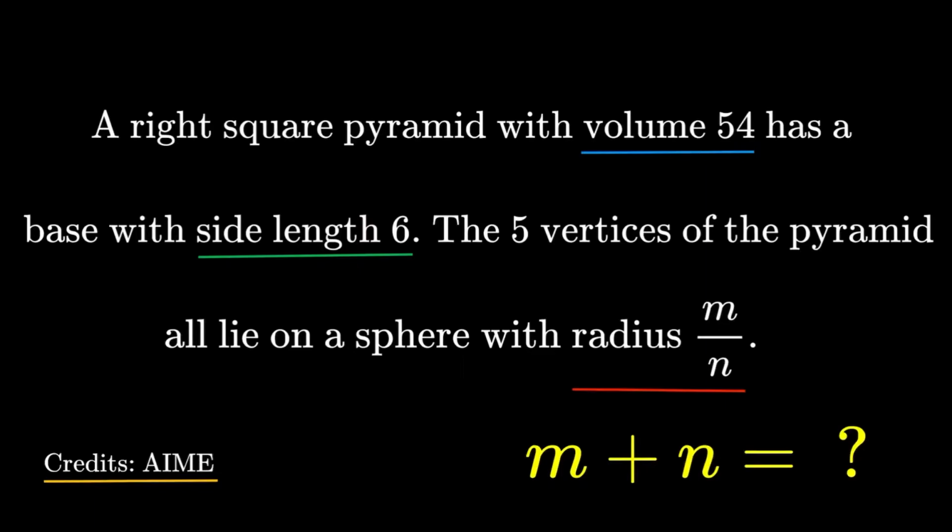Here's an item on geometry. A right square pyramid with volume 54 has a base with side length of 6. The 5 vertices of the pyramid all lie on a sphere with radius m over n. And we're asked to get m plus n. So m and n are relatively prime positive integers, so m over n is in lowest terms.